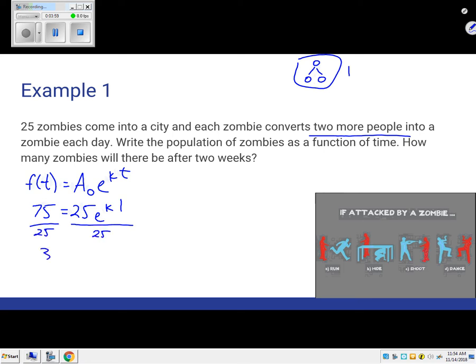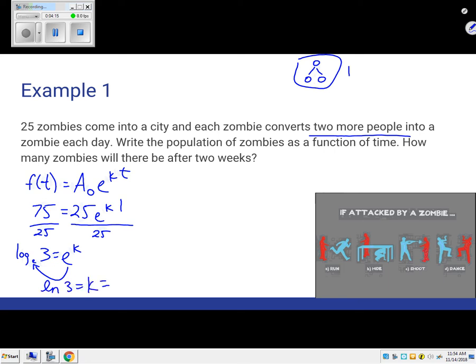This gives me 3 equals e to the k. K times 1 is just k. I'm going to convert this to a logarithmic expression. So the e comes over. It's going to go underneath the log on this side. Well, that just gives me natural log of 3.